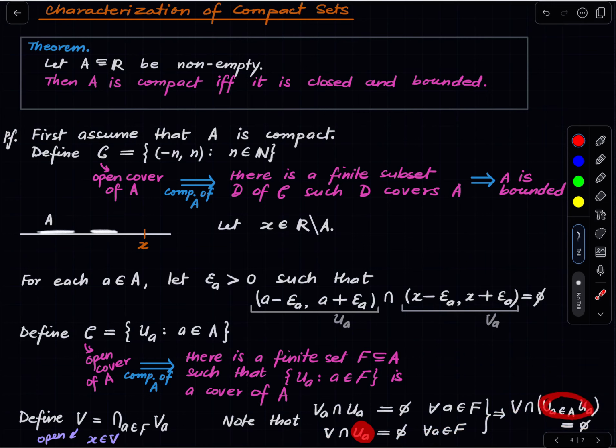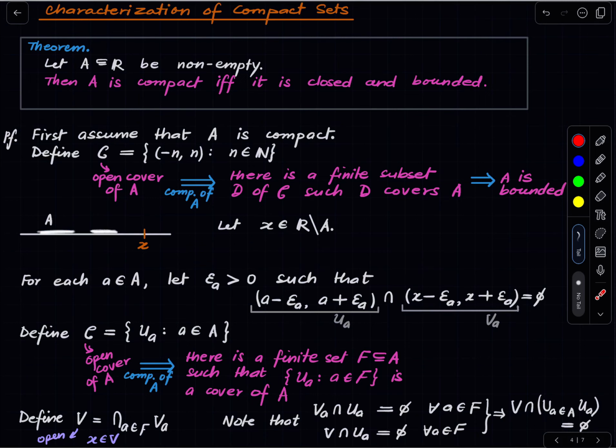But this union contains A because this is a cover of A. So since this is a cover of A, this contains A, and therefore V is disjoint from something that contains A, and hence V is disjoint from A. So there is some open set V around X which is disjoint from A, and this is what we wanted to do. So this shows that A is a closed set.